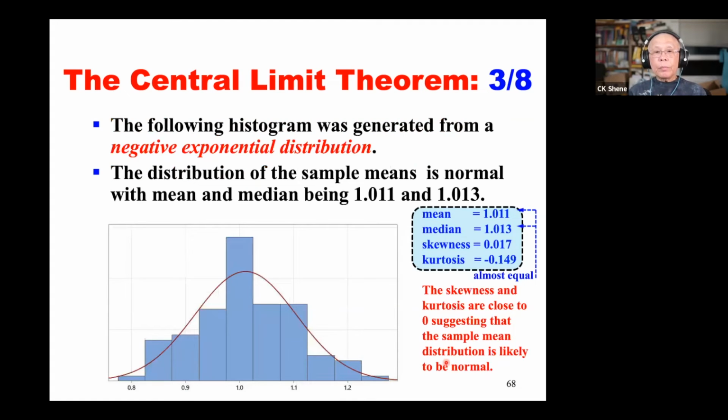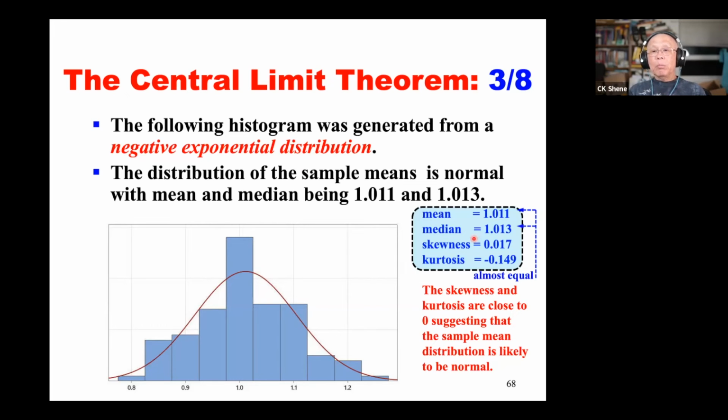Now, even though you don't know or don't remember the negative exponential distribution, that's fine. It is a very commonly used distribution. We also generate 100 samples and then repeat it 100 times. The mean of this negative exponential distribution is 1. So we have 100 sample means, 100 sample medians. Then we average these 100 sample means, and we have 1.011, close to 1.